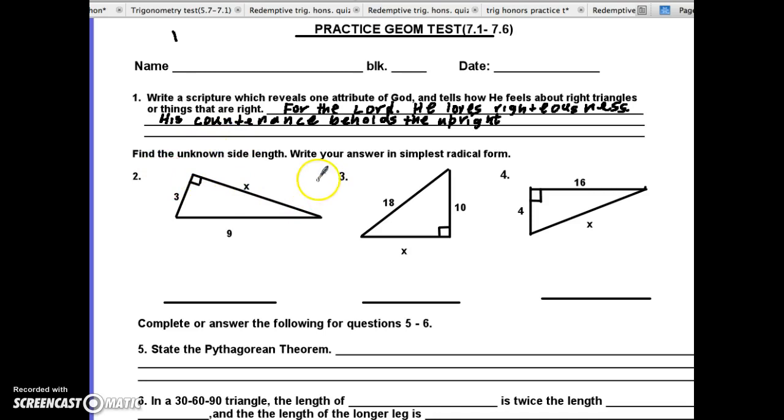Now, numbers 2 through 4, the instructions are: find the unknown side length. Write your answer in simplest radical form. So let's go ahead and look at number 2. This is a right triangle, and we're given 2 side lengths. And once we're given 2, we can easily find the missing third one. So we're going to use the Pythagorean theorem: c squared equals a squared plus b squared.